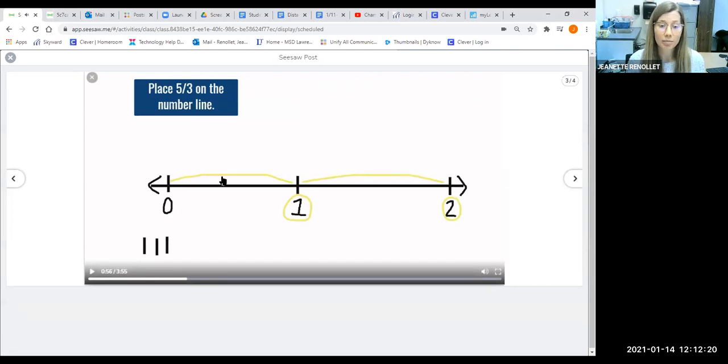So in this example, we notice that our number line doesn't end at 1 whole. In fact, the number line goes all the way to 2 wholes. From 0 to 1 is 1 whole.